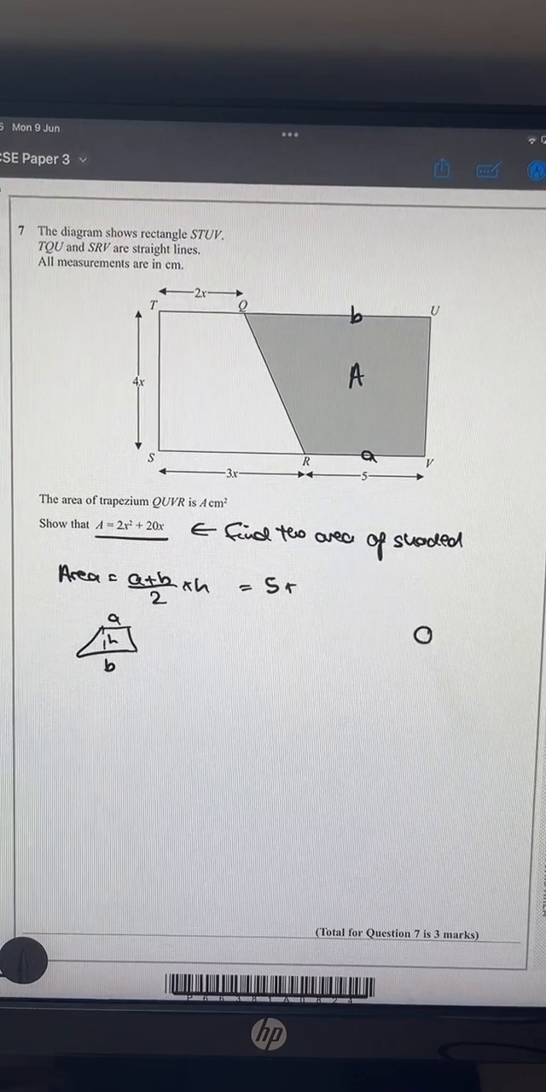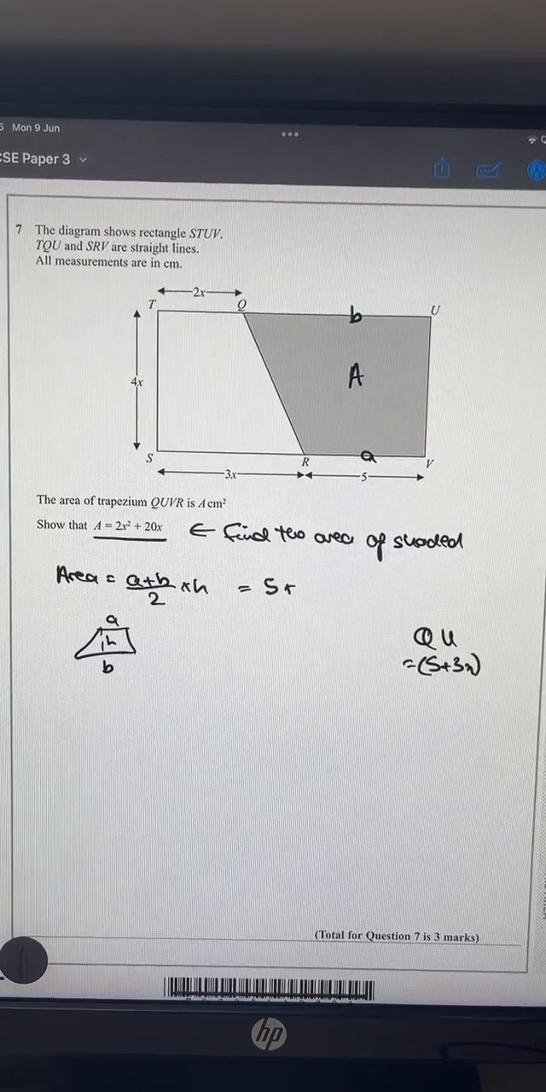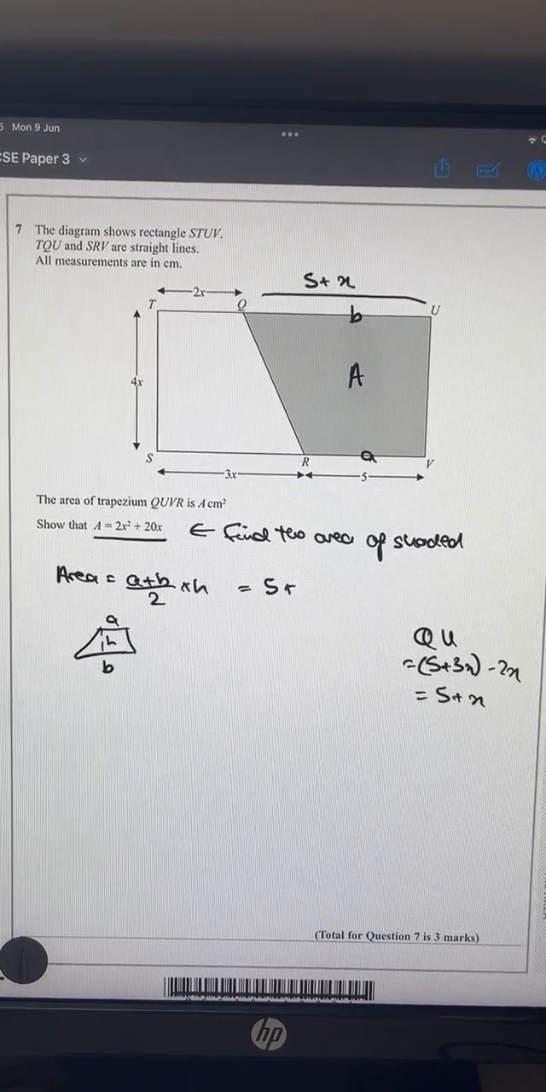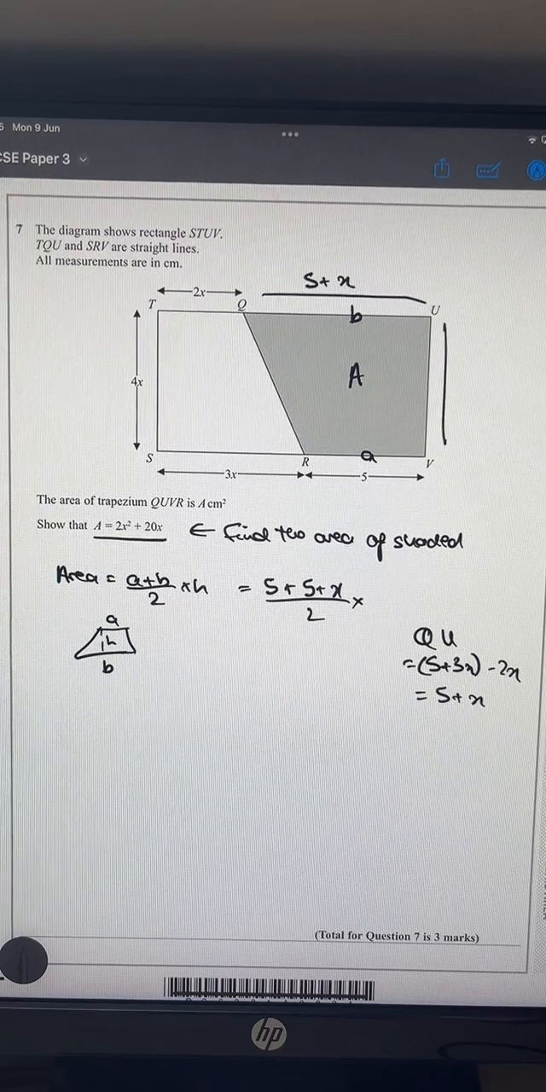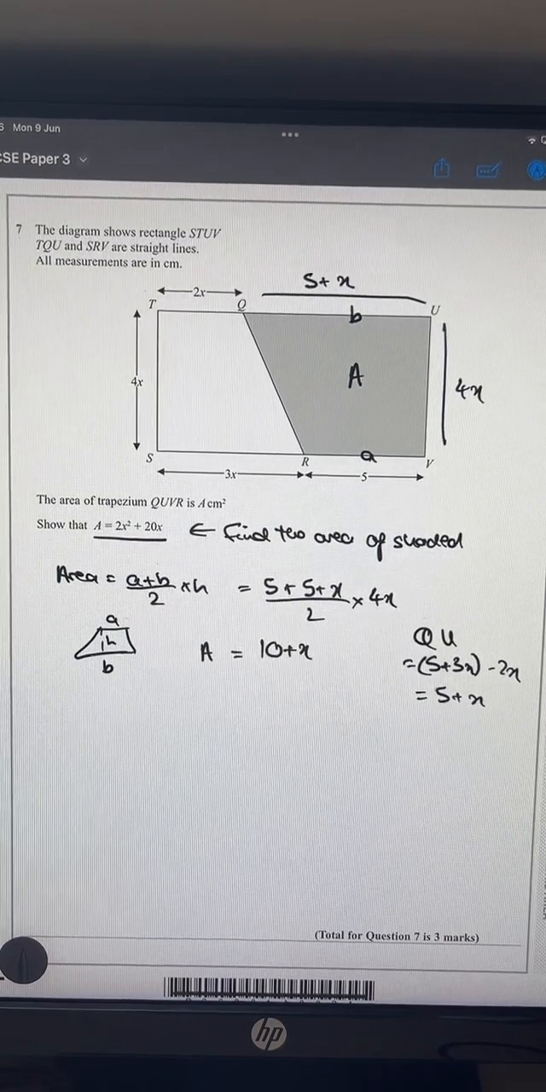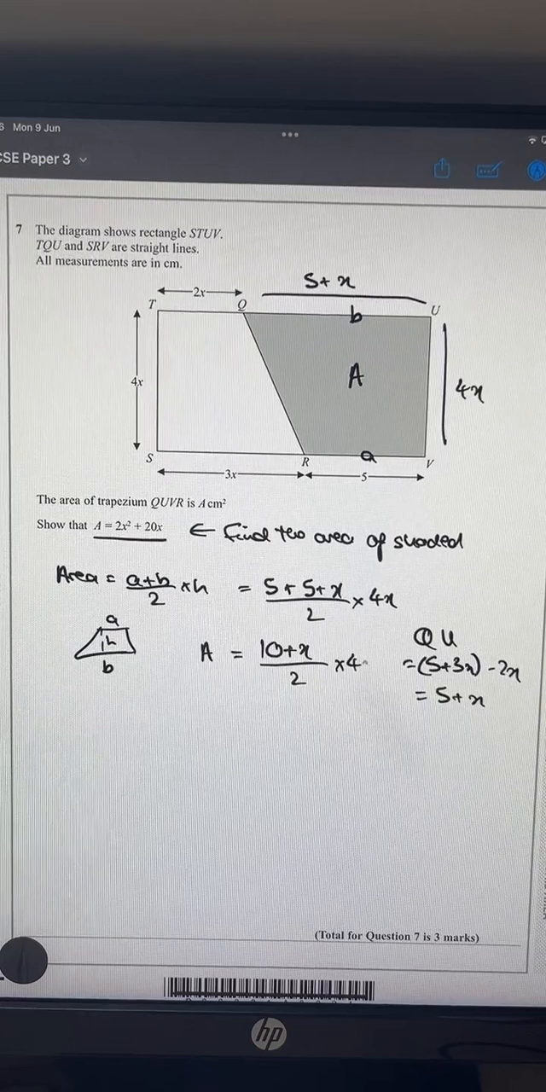So let's see what QU is. QU is going to be equal to, well, I know this total length is 5 plus 3x, and I'm going to subtract 2x from that. So that's just going to be 5 plus x. Okay, so this section here is 5 plus x. So 5 plus x divided by 2 times by, now what's the height? Well, the height is the same on both sides, 4x, times by 4x. So that is going to be equal to A, right? So 5 plus 5 is 10 plus x all over 2 times by 4x.